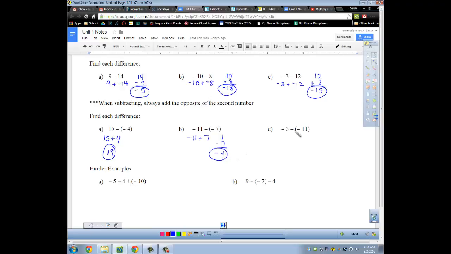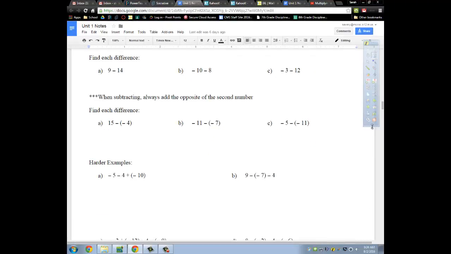Part C, negative 5 minus negative 11. So we're going to keep the negative 5, change subtraction to addition, change negative 11 to a positive 11. Now these are different signs again, so we subtract them to get 6. Keep the sign of the bigger number. The bigger number was 11. It was positive, so my answer is positive. Now the next four problems will combine addition problems with subtraction problems. So they're going to be a little trickier.